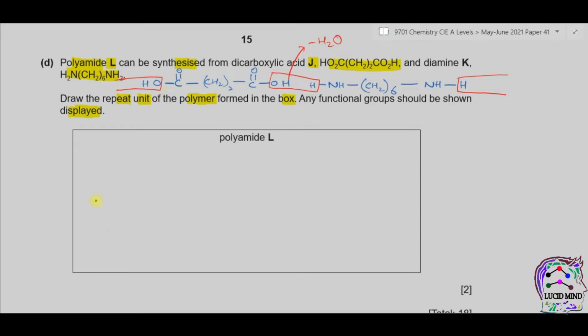We can start from this bond. We have carbonyl carbon, then 2 CH2. Now functional groups should be displayed. Now we have this nitrogen. A hydrogen atom is also present. And so on. Now we can see that from carboxylic acid and amine, amide is formed.